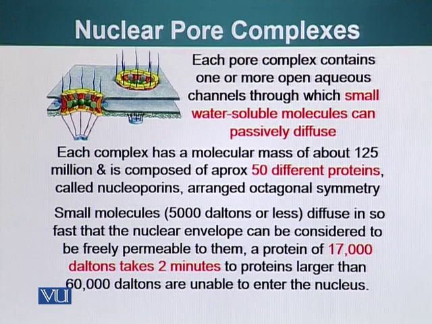For example, if someone injects a dye and the dye contains small molecules less than 5,000 daltons, you see under the microscope it immediately enters the nucleus. However, proteins about 17,000 daltons take about 2 minutes, and larger proteins, say about 60,000 daltons, are pretty much unable to enter the nucleus. So there are exceptions where bigger, larger objects can enter the nucleus. We'll talk about them separately, but basically this is the thumb rule. 5,000 daltons or less diffuses freely in the nucleus, and 17,000 daltons about in 2 minutes.